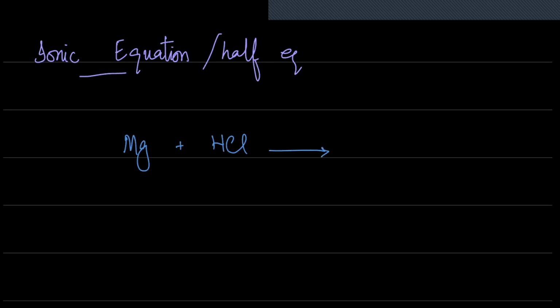Now, magnesium is more reactive than hydrogen. So there is hydrogen ion, there's chloride ion, and magnesium is going to displace the hydrogen, and you're going to get magnesium chloride plus hydrogen gas. But what happens at the atomic level? So for that, we have to make the ionic equation.